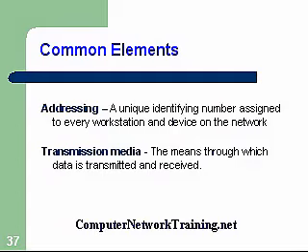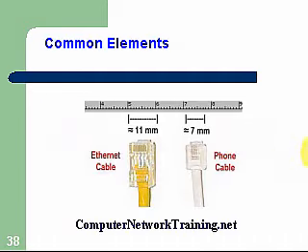Now, transmission media. This is the type of media. Could be cable, could be fiber optics, could even be wireless, but this is how we transmit the data back and forth to computers. The Ethernet cable. Ethernet cable looks a little like the phone cable, but it's considerably larger. It's 11 millimeters across versus 7 for the phone cable. Ethernet cable has 8 wires. The phone cable has generally 4 wires.